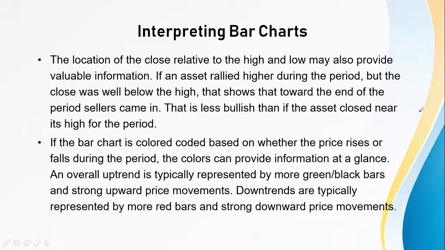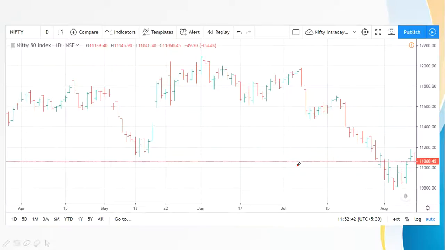If the bar chart is color coded based on whether the price rises or falls during the period, the colors also can give information at a glance. An overall uptrend is typically represented by more green or black bars and strong upward price movements. Downtrends are typically represented by red bars and strong downward price movements.